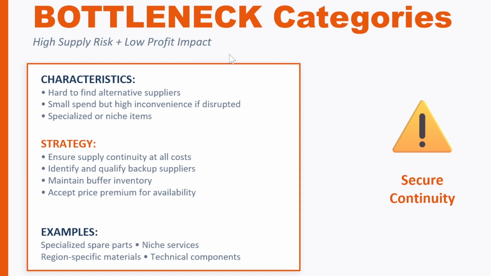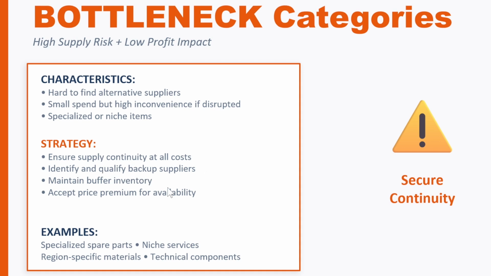The characteristics are that it is hard to find alternate suppliers, there is a small spend but high inconvenience if disrupted, and these are specialized or niche items. Then what should be your strategy? You should ensure your supply continuity at all costs because they are critical for your operation. Although the spend is less, if they are not available, you cannot produce anything. So you need to identify and qualify a backup supplier. So you always have diversification in these kinds of cases.